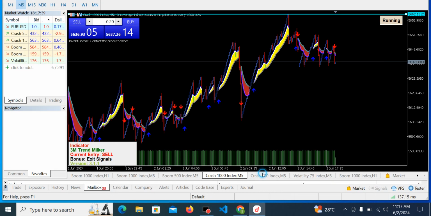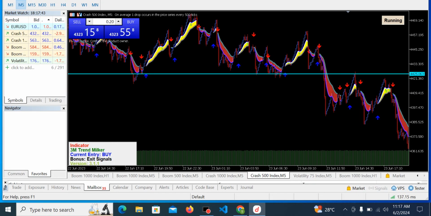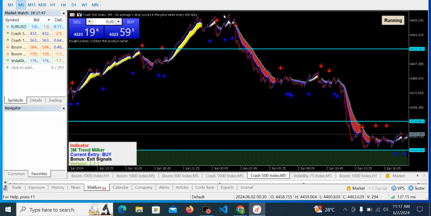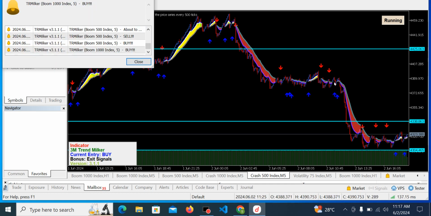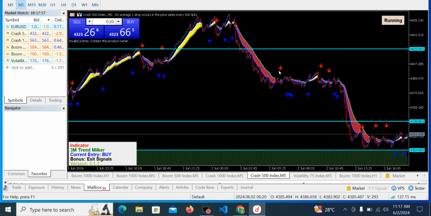Next asset is going to be crash 500. This is crash 500, and of course crash 500 had been on downtrend for a very long time. Just where we're seeing it right from here, it got to this support zone and played around there for a while before breaking out below the support zone to get to another support zone. So this is still more of a selling opportunity than a buying opportunity.